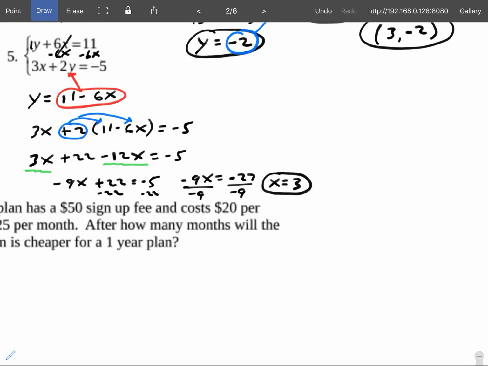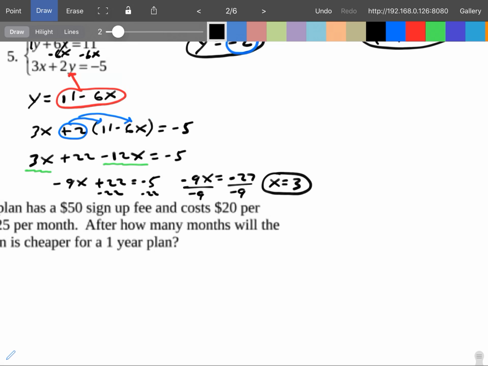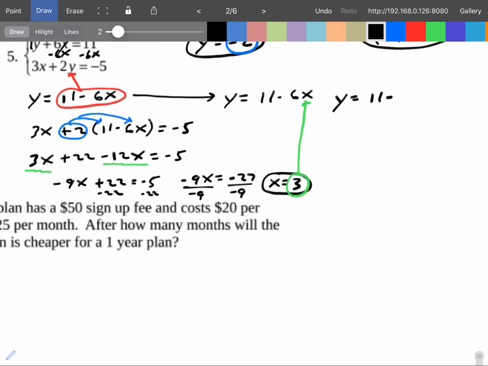That equation is y equals 11 minus 6 times x. And I'm going to take my x that I found, x equals 3, and plug it in right there. Well, that's going to leave me with y equals 11 minus 6 times 3, which gives me y equals 11 minus 18. So we get y equals negative 7. All right. And we're supposed to write our answer as an ordered pair. So our ordered pair would be x is 3, comma, y is negative 7.